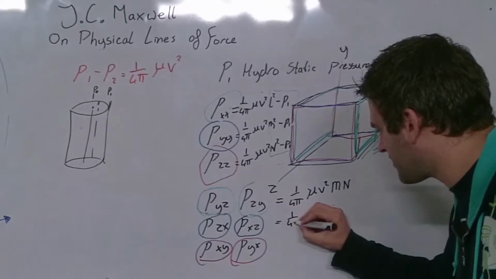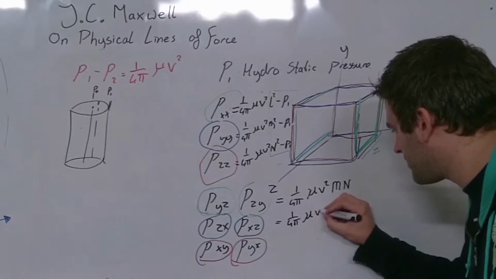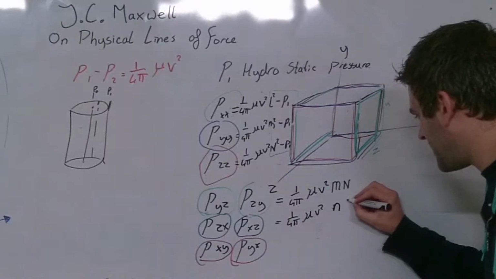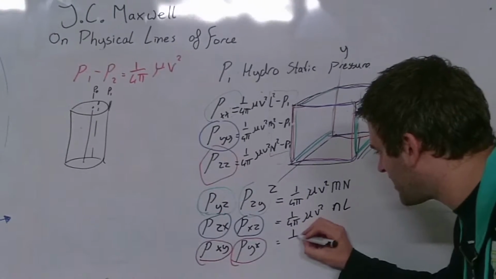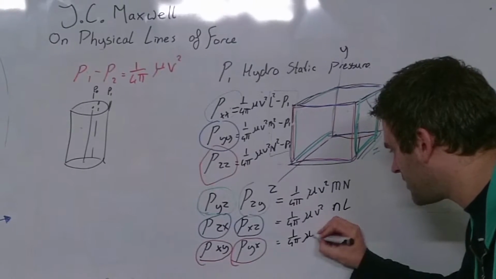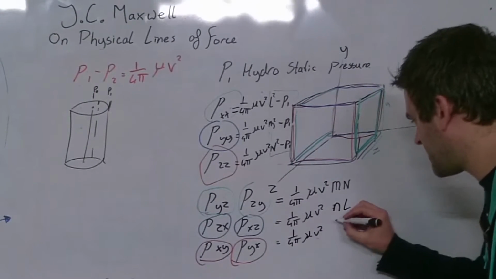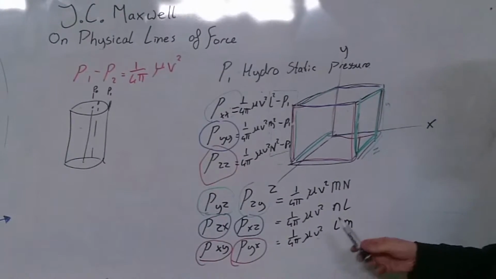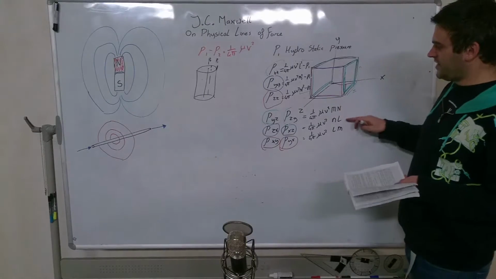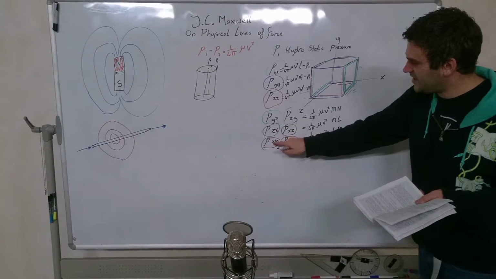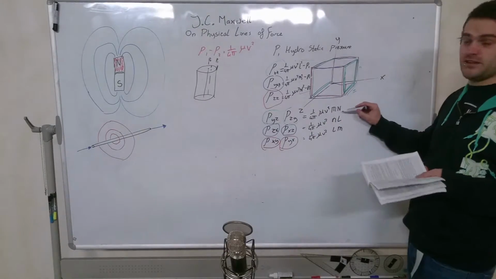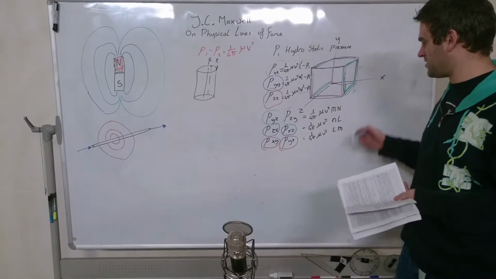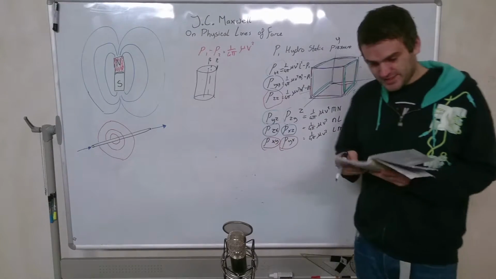And here we have 1 over 4 pi mu v squared, and this is over the n and L dimension. And here we have 1 over 4 pi mu v squared, and the last one is L and m. It's a rotating force. And of course, these three formulas are for the first three here, and the last three would have m and n switched, but that doesn't matter because m times n is the same as n times m, or n L, L n. It gives the same answer.